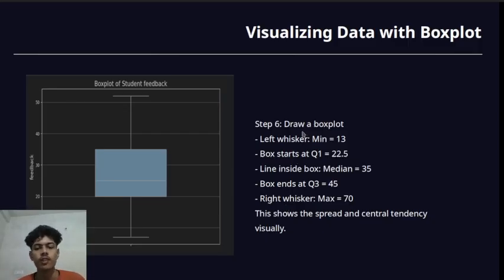In step 6 we will draw a box plot. I have drawn this box plot using Python code, using the matplotlib library and Seaborn for good visualization. If you want, I will provide the code. I will provide a GitHub link of this code. Let's go. And these are all the values that we have calculated in the previous steps.